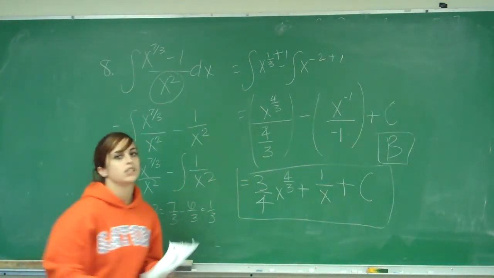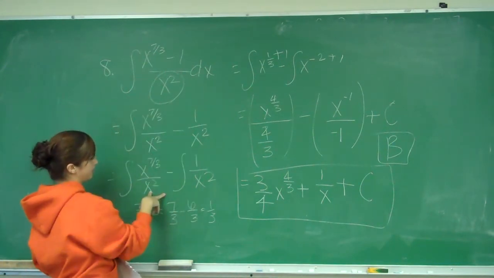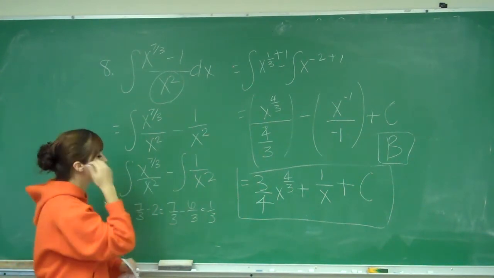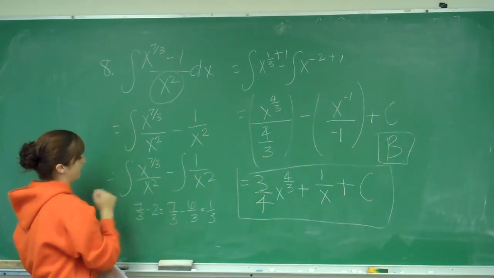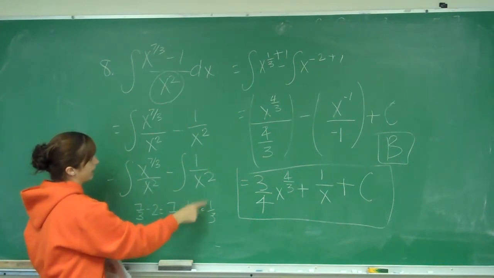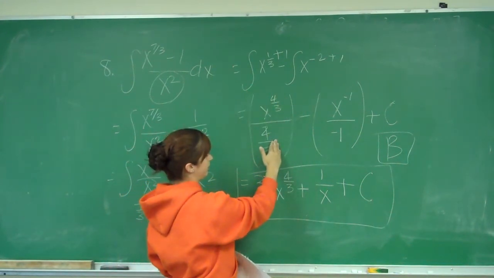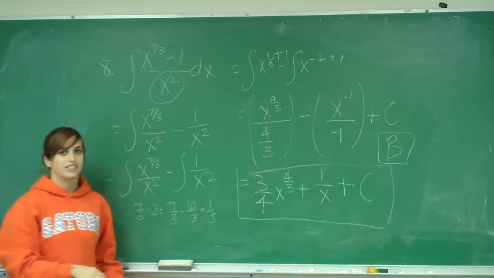Okay. So on this problem, the trick was splitting up the integral into two separate ones with x squared on the bottom, because there's only one term on my bottom. And then I can subtract exponents because x is the same base and I'm dividing. So when I do that, I get x to the 1/3. Then I add 1 to the exponent and divide by that number. I flip my fraction, and that's my answer. So that's number 8.